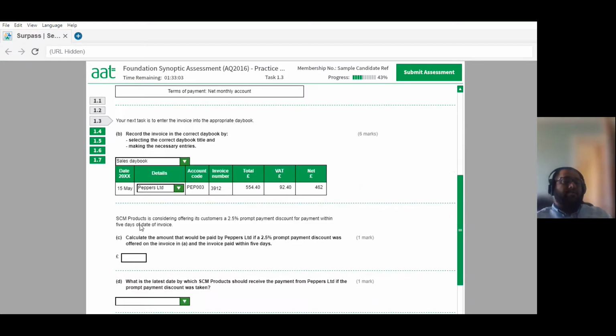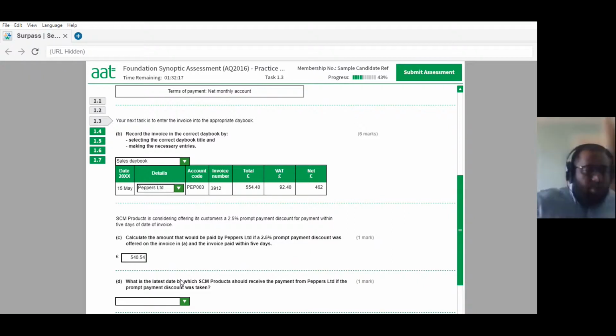Okay. SCM product is considering offering its customer a 2.5% prompt payment discount for payments within 5 days of the date of invoice. So calculate the amount that would be paid by Peppers Limited if the 2.5% prompt payment discount was offered on the invoice in A and the invoice paid within 5 days. Okay, so if they have paid that invoice within 5 days, we have to take away the 2.5% off, which is going to be whichever total we got there times 0.975.